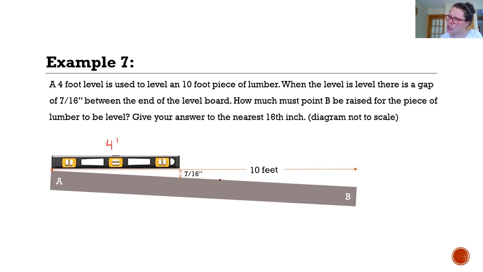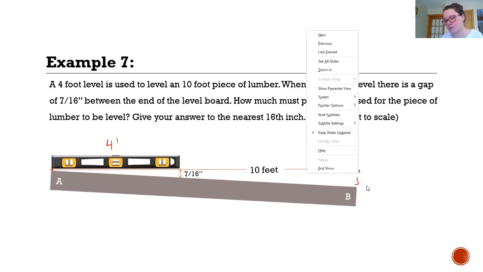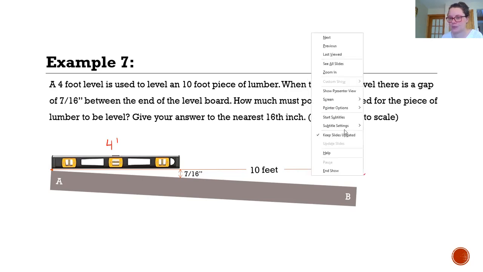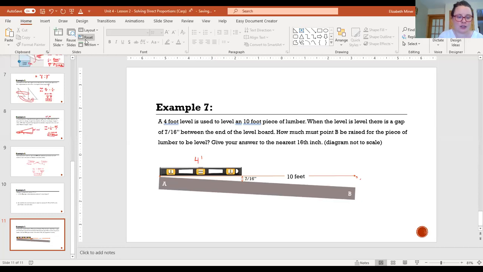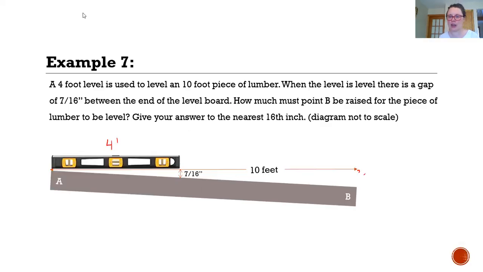Sometimes it's a hard question to word, that's why I put pictures in with it. How much must point B be raised? So I want to know how much that particular height would be. Pretty easy for us to do.